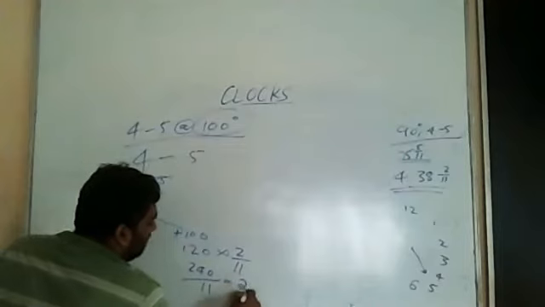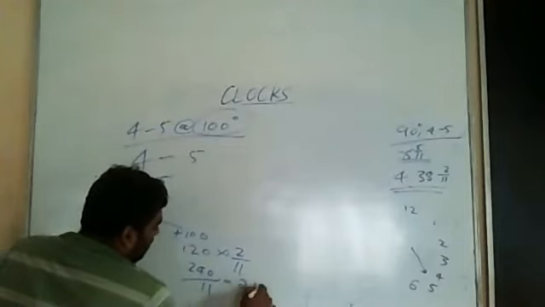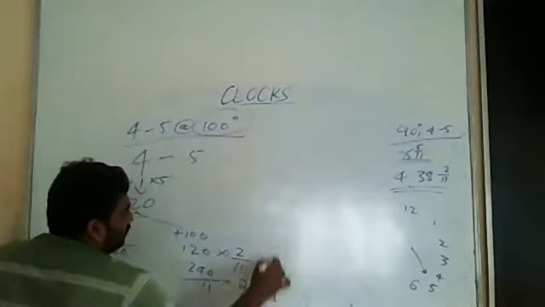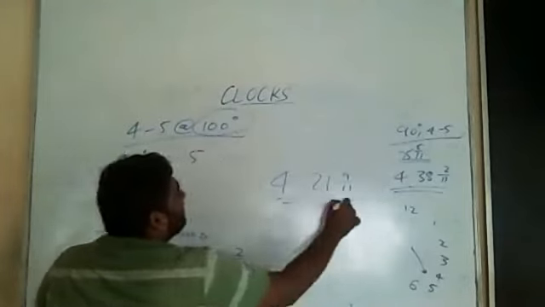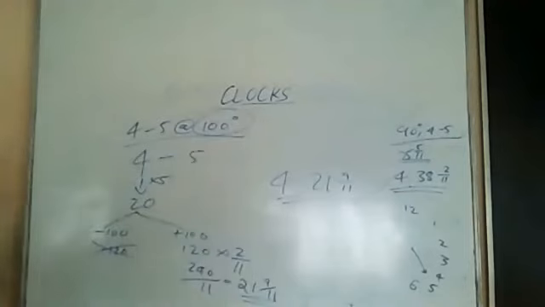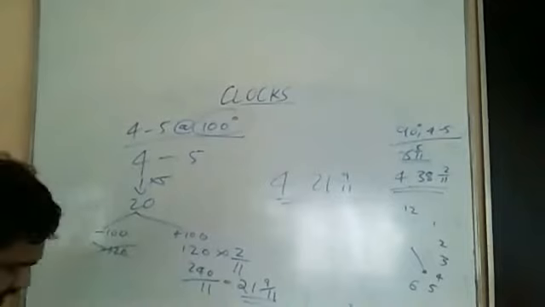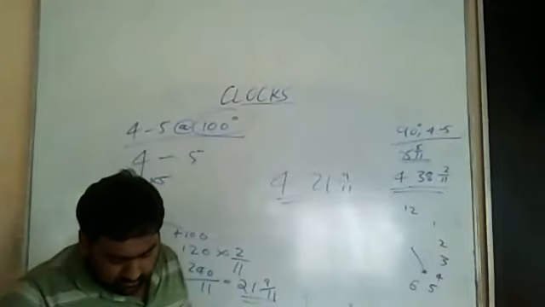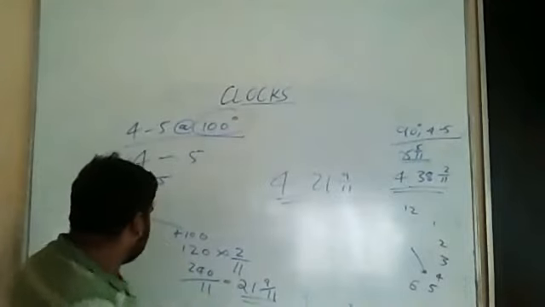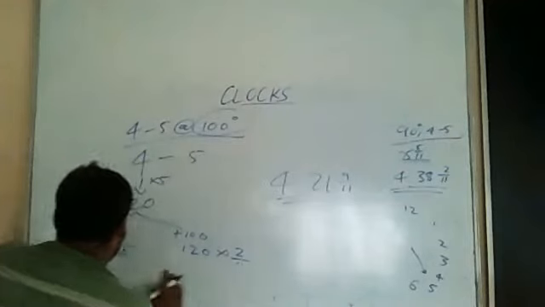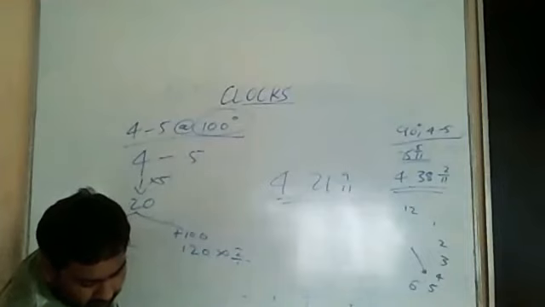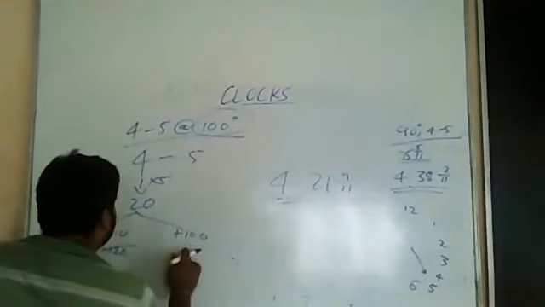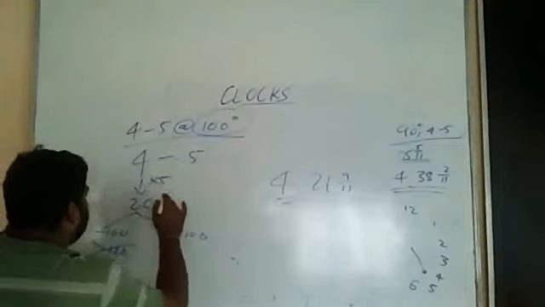And this is going to give me 21 9 by 11. So the time is 4:21 9 by 11. This is the time at which the angle between the minute hand and hour hand is going to be 100. I'm sorry. 120 into 2 by 11. 120 plus 100. 4 into 520.